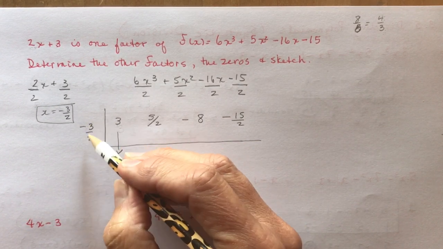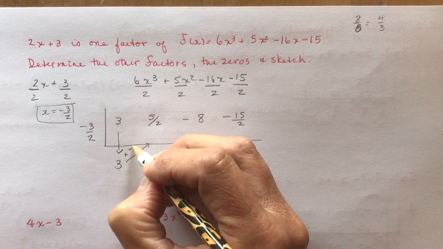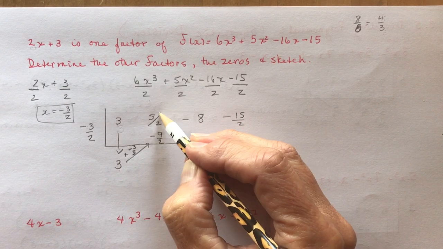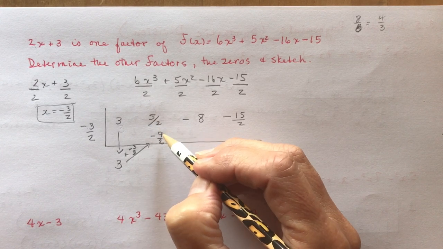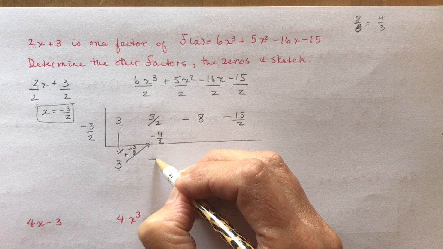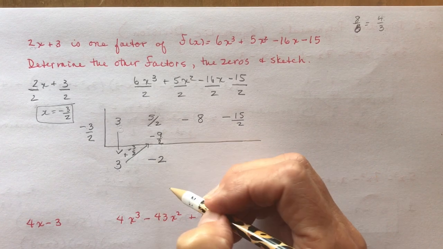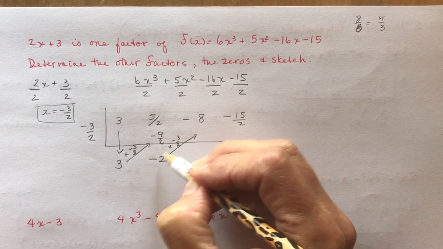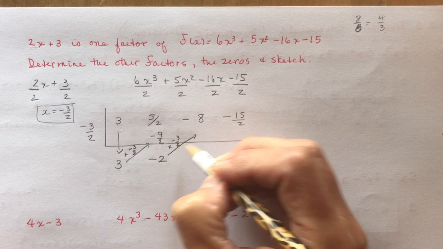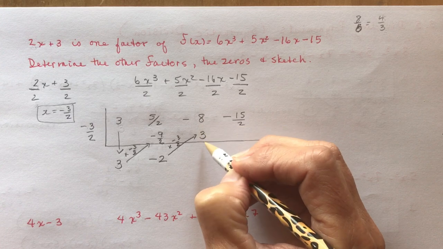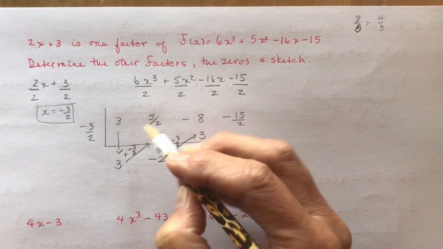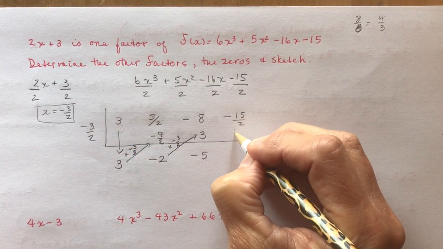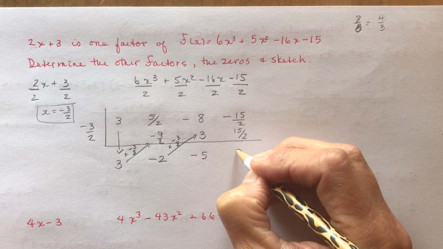And then I multiply by minus 3 halves. So 3 times minus 3 halves is minus 9 halves. Now I add these together, and 5 halves minus 9 halves is negative 4 halves, which is simply minus 2. Okay, you can double check that on your own. And minus 2 times minus 3 halves is going to be 6 over 2, and 6 over 2, of course, is 3. I add these together, I get negative 5. And I multiply this one times this one. So minus 3 halves times minus 5 is 15 halves. And I add them together and I get 0.